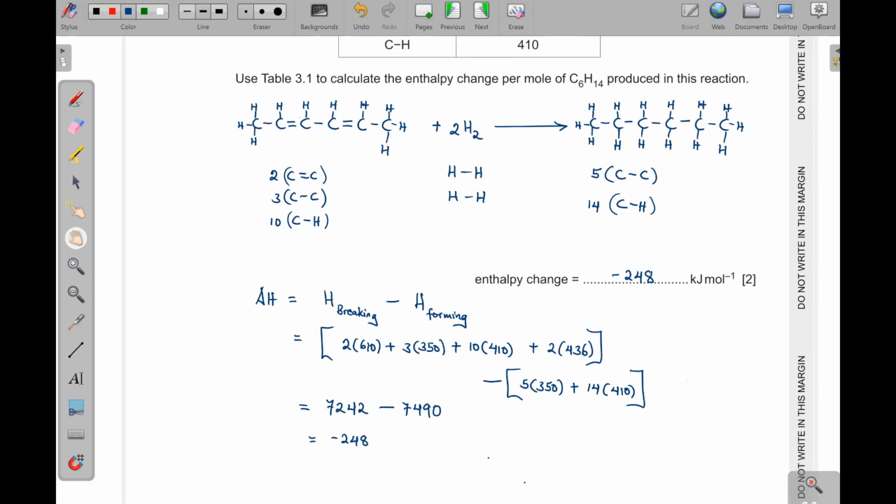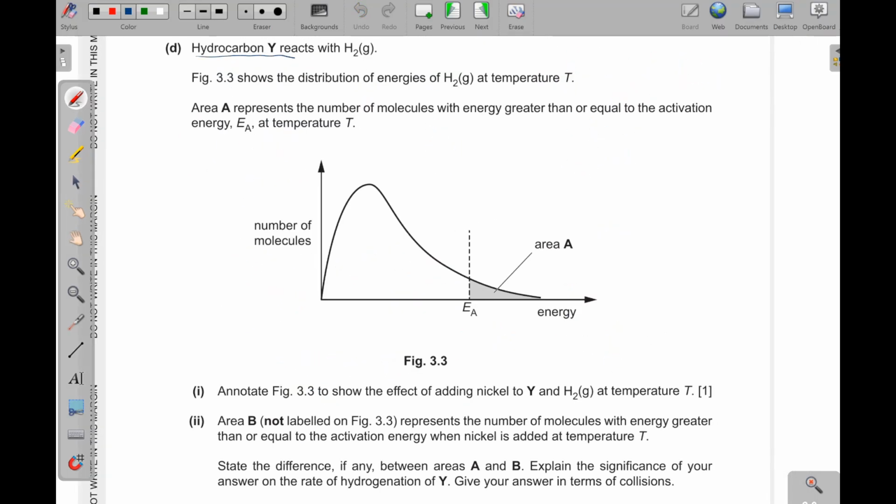So that is negative 248. That is that. Part D, hydrocarbon Y reacts with hydrogen. Then figure 3.3 shows the distribution of energies of hydrogen at temperature T. Area A represents the number of molecules with energy greater or equal to the activation energy. And remember, activation energy is that minimum energy required for particles to have, okay, for them to do what? To react. Minimum amount of energy particles must have in order to react.